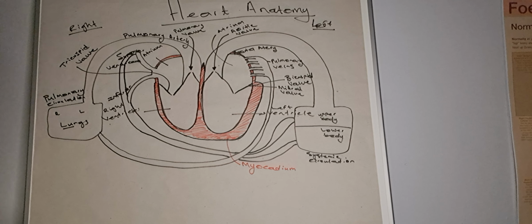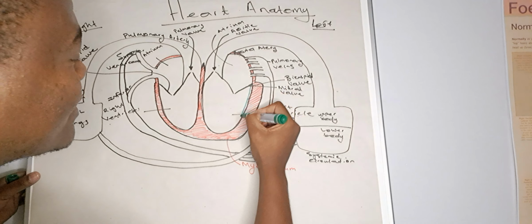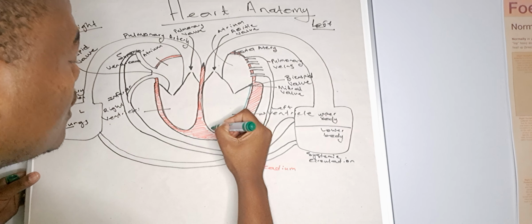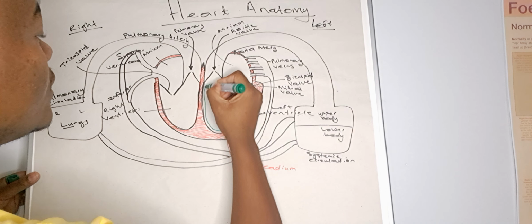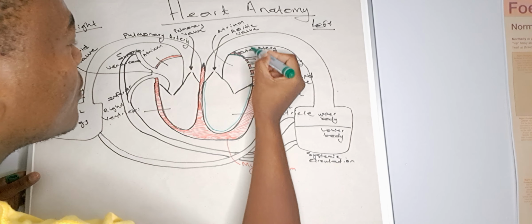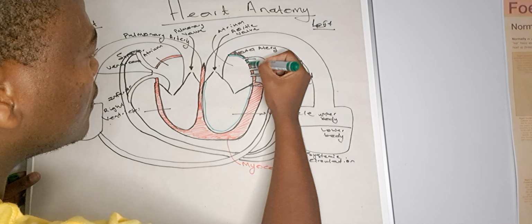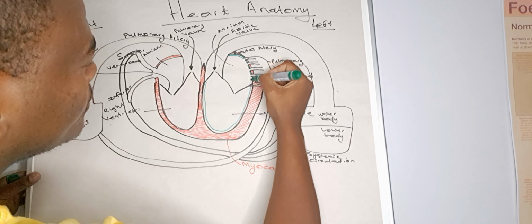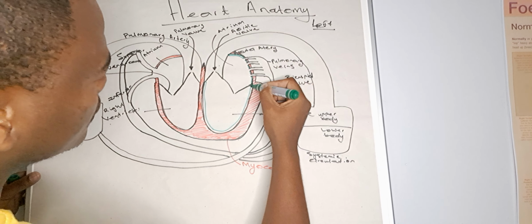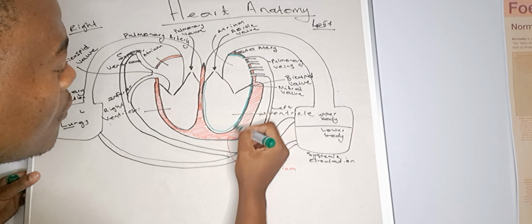Let me give you, there is a layer again here. Hence, I said we should use different colors to try and teach about the heart. The heart you can't teach with one color. It's not possible. This is a simplified diagram of the heart.